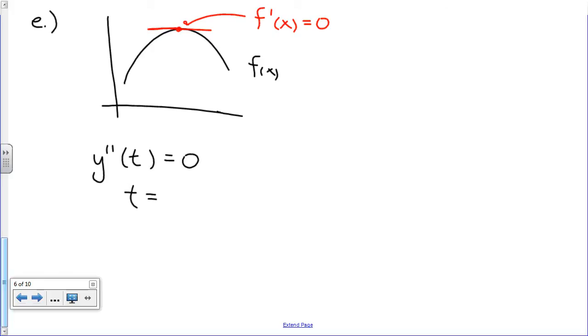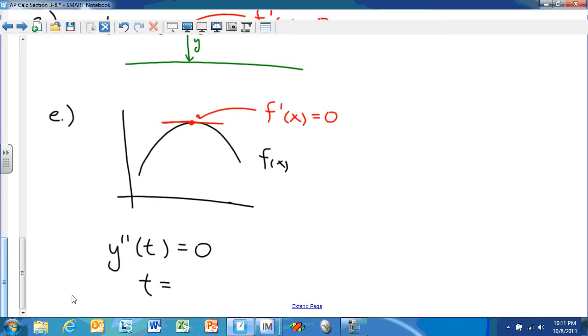And that's the work that you need to write down. You could actually go through and find this value algebraically, but I'd suggest that you use your calculator to help you do that. And so let's graph this and find out when the second derivative is 0.